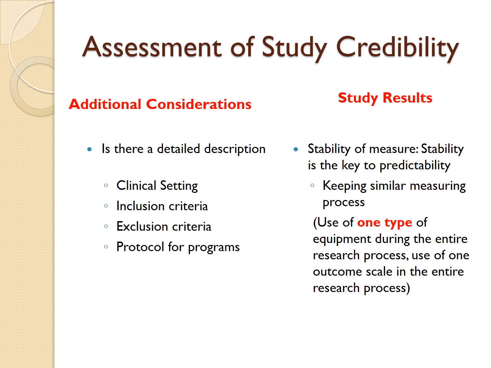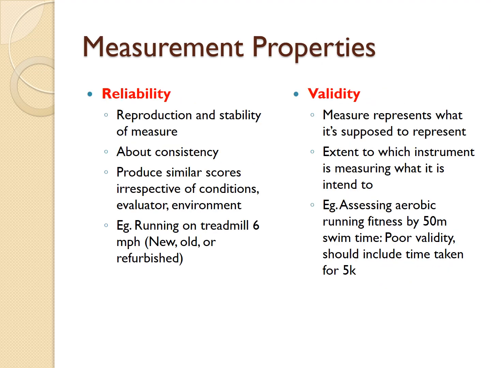Let's say another example, you're doing a study on shoulder range of motion, and one time you used a digital goniometer, another time you're using a manual goniometer. So that can lead to an error in the evaluation process. So use of one type of equipment during the entire research process is important to keep the score stable. Use of one outcome scale is important in the entire research process. So something like that, having stable reported outcome measures.